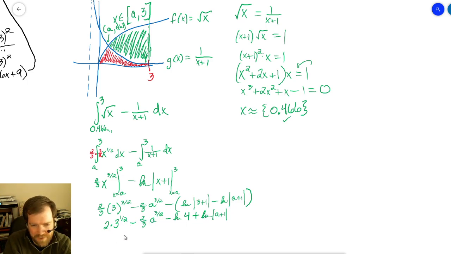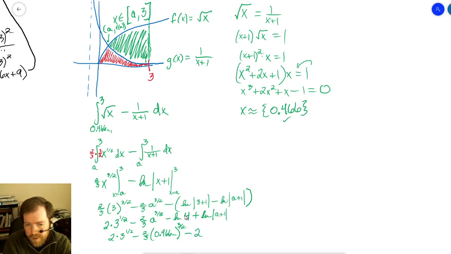Something I harp on with my students all the time. All right, so 2 times 3 to the 1/2 minus 2/3. This is now going to be that value, 0.466, and again, other stuff raised to the 3/2 power. It's probably not even 466. It could be 4658 or whatever. Just be careful. Don't round too much. If you round too much, your teacher's going to start getting cranky, because I do.